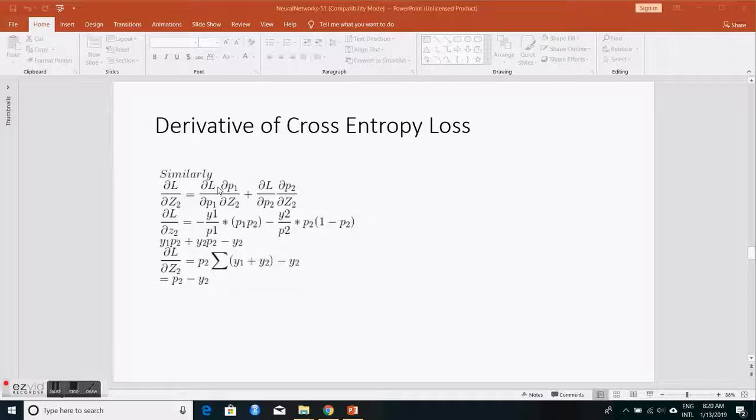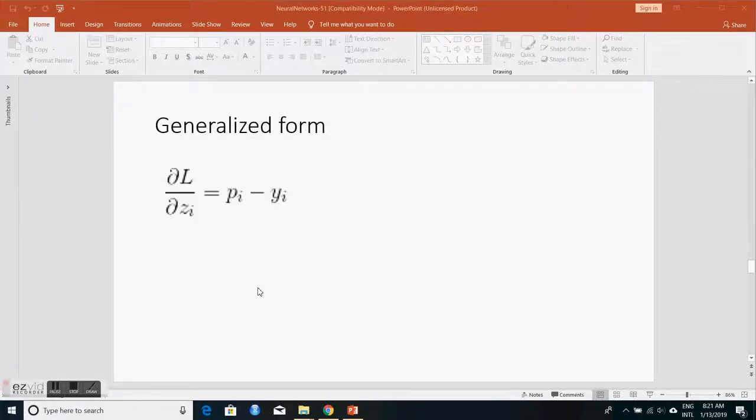Similarly, ∂L/∂Z2 can be rewritten as ∂L/∂P1 times ∂P1/∂Z2 plus ∂L/∂P2 times ∂P2/∂Z2. Now ∂L/∂P1 we know as -y1/P1, and ∂P1/∂Z2, since these indexes are different, will be -P1 P2, and ∂P2/∂Z2, since i is equal to j, will be of the form P2 minus P2 squared. If you multiply all of this and reduce it, it will again come to P2 minus y2.